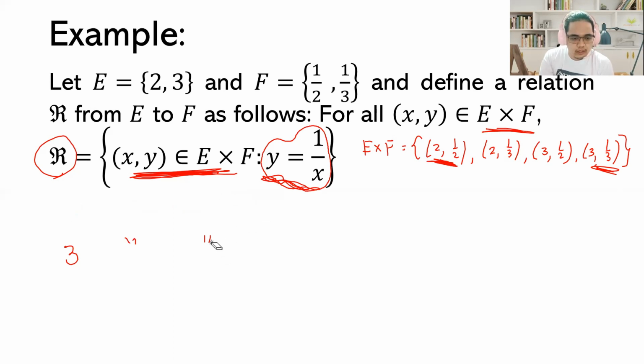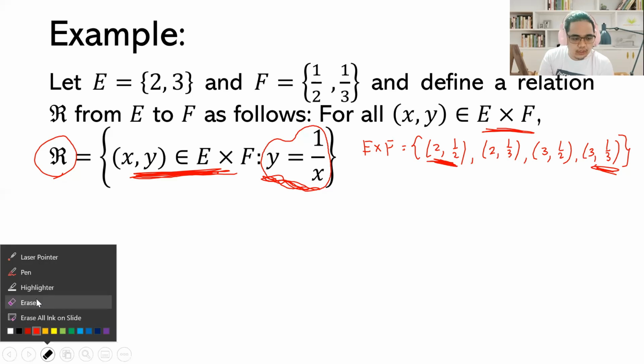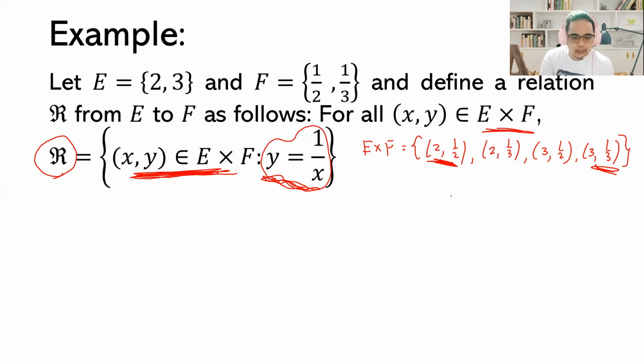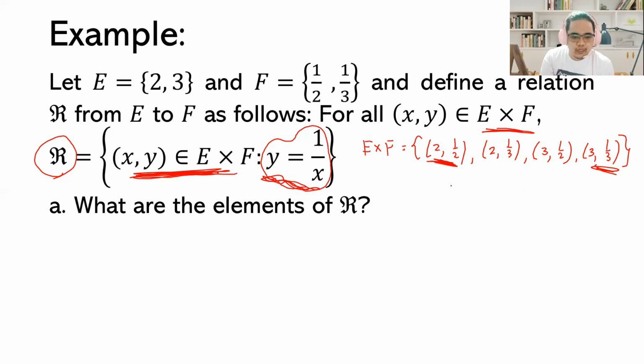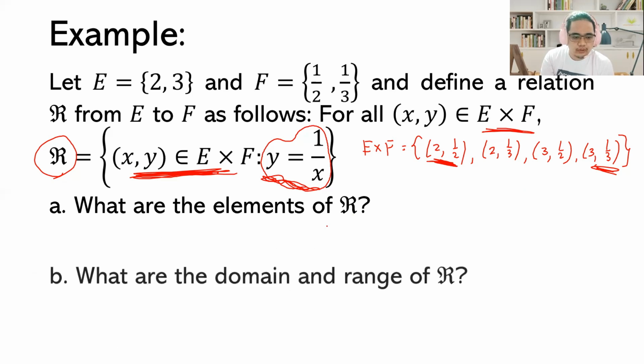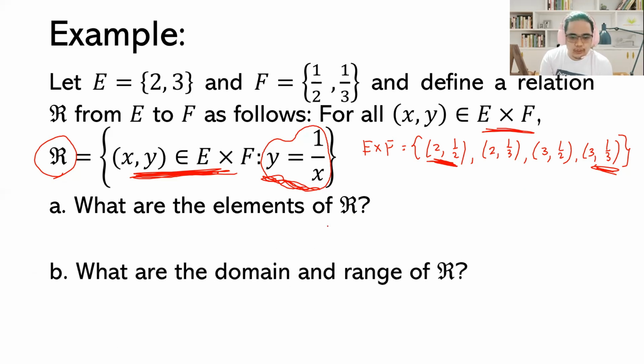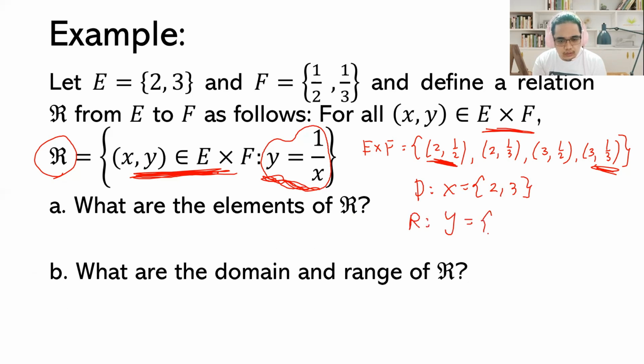Okay? So only two are in the content of our relation. So what are the elements of R? There it is. 2, 1/2 and then 3, 1/3. What are the domain and range? So you can write, right? The domain will be x equals capital X, that is 2 and 3. While the range, let's say y, is 1/2 and 1/3. It is the same as set E and set F.